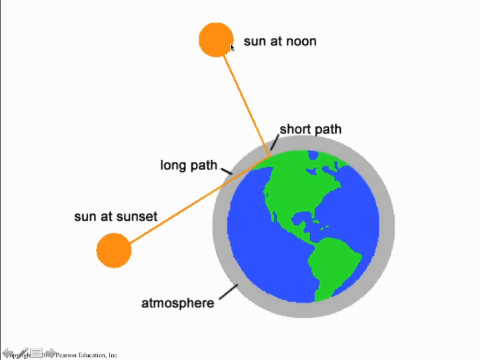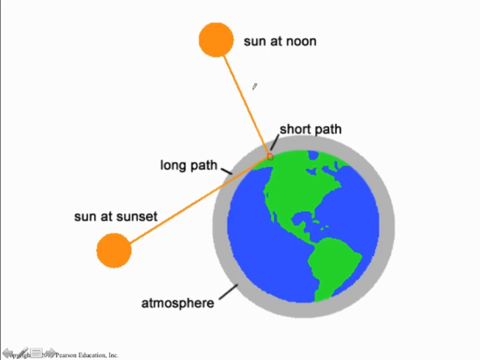Now notice when the sun's up here at noon, an observer on the surface of the Earth, let's say the observer is right at this spot. I'm going to mark that spot with a little red circle. If that observer looks up, he's going to see a blue sky because this is a short path and the blue light is getting scattered by those small air molecules, as we talked about a little bit earlier. So if he looks up, he's going to see a blue sky.